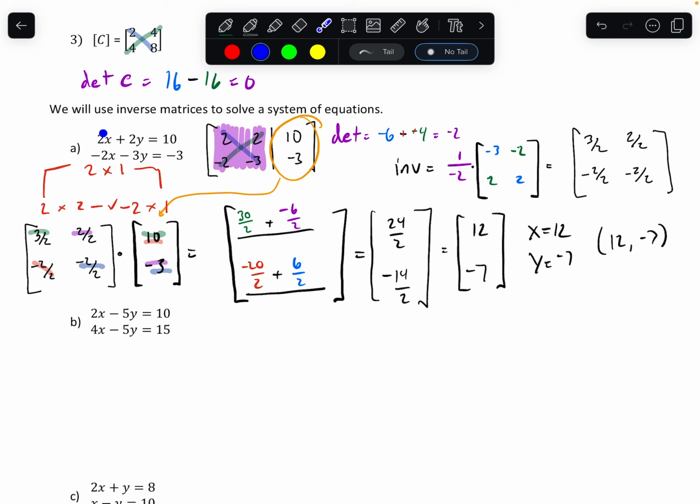So 2 times 12 is 24. And 2 times negative 7 is negative 14. Now 24 minus 14, that does equal 10, so it checks there. And then negative 2 times 12 is negative 24. Negative 3 times negative 7 is positive 21. Okay, negative 24 plus 21, and that does equal negative 3, so it checks in both equations. So there's an example of how I'm going to do that again with here.